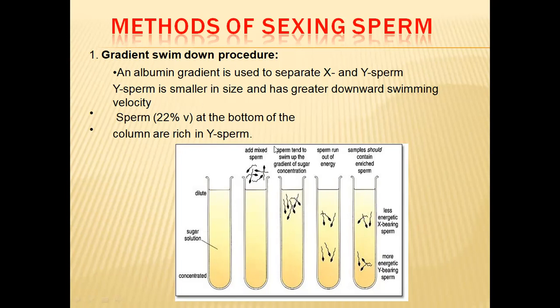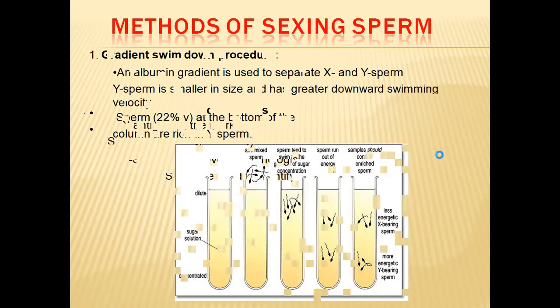So in this way, a clear gradient will be formed in the test tube. The fast-swimming Y chromosome bearing sperms, or Y sperms, go deeper than the X bearing sperms. Why? Because these are less energetic. Based on this difference between the two types of sperms, the method is called the gradient swim down procedure.